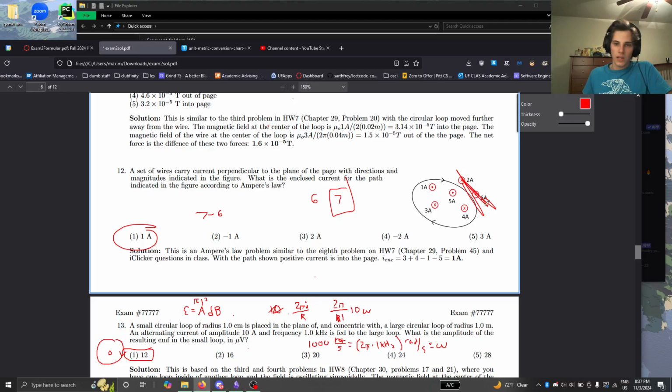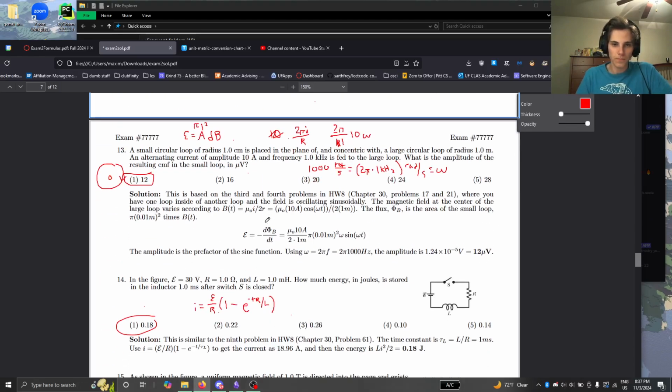Here, we see that there's 7 going into the board and 6 coming out of the board, and you basically align for the direction this loop would generate its current in. So this loop is heading in this direction, so its field would go into the board. So we take that as positive. So 7 minus 6 gives us 1.